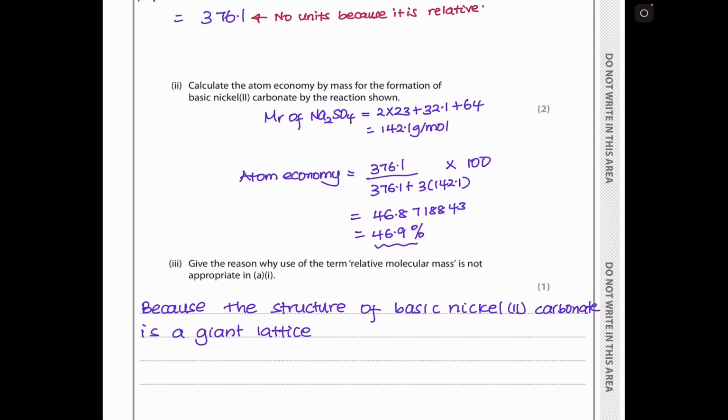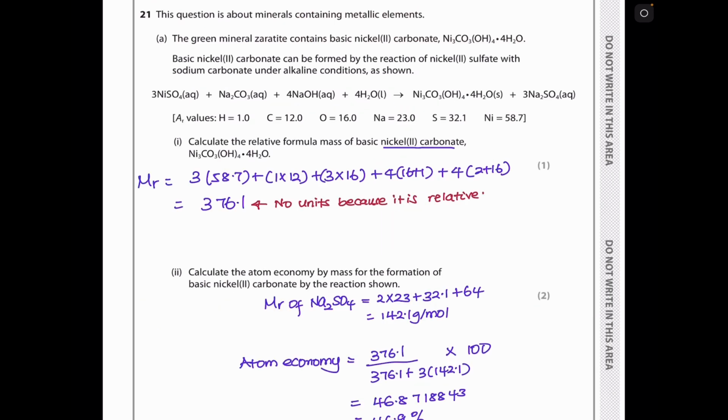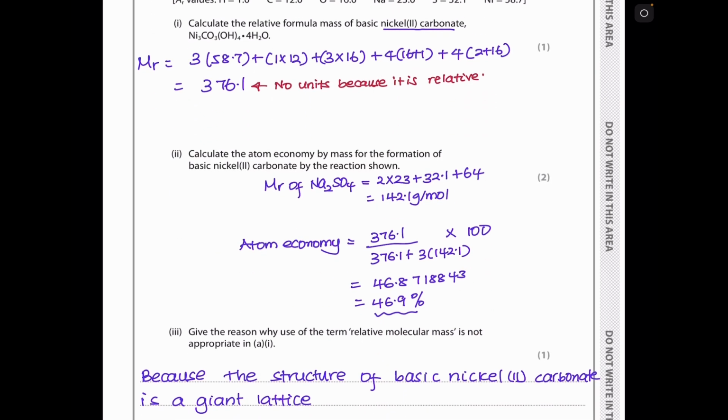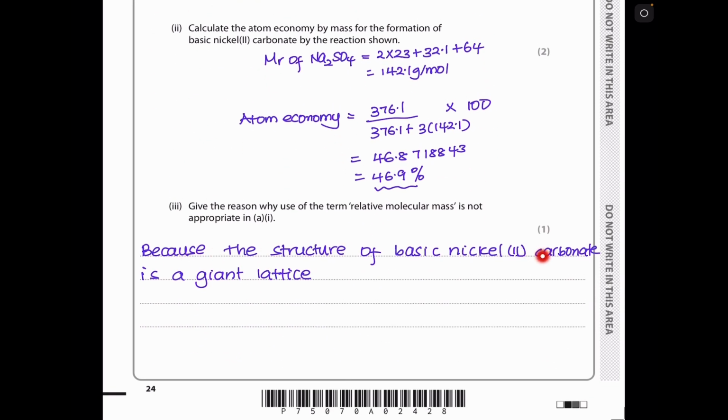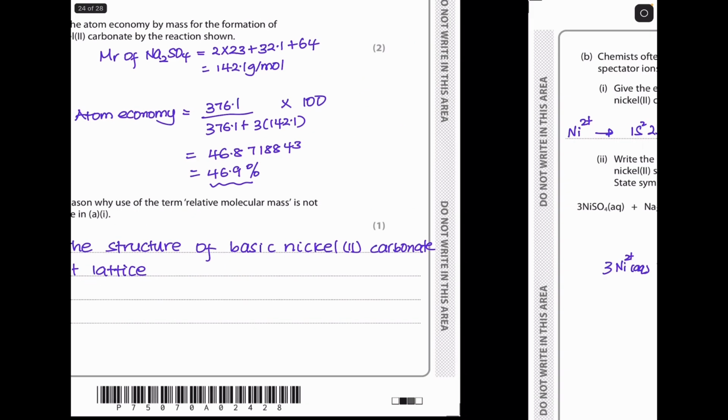Give the reason why use of the term relative molecular mass is not appropriate. It's not appropriate because we have some metal. Nickel is a metal. Metals are not found in molecules, so because the structure of basic nickel(II) carbonate is a giant structure, we cannot call it a molecule.